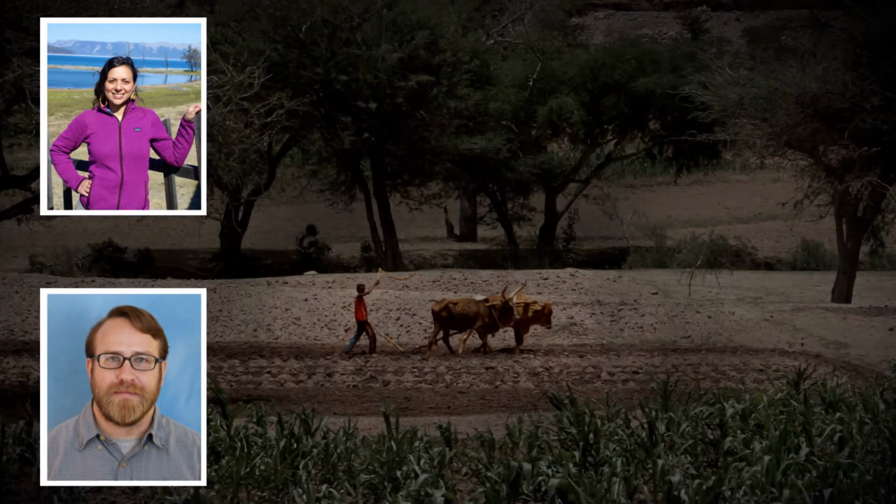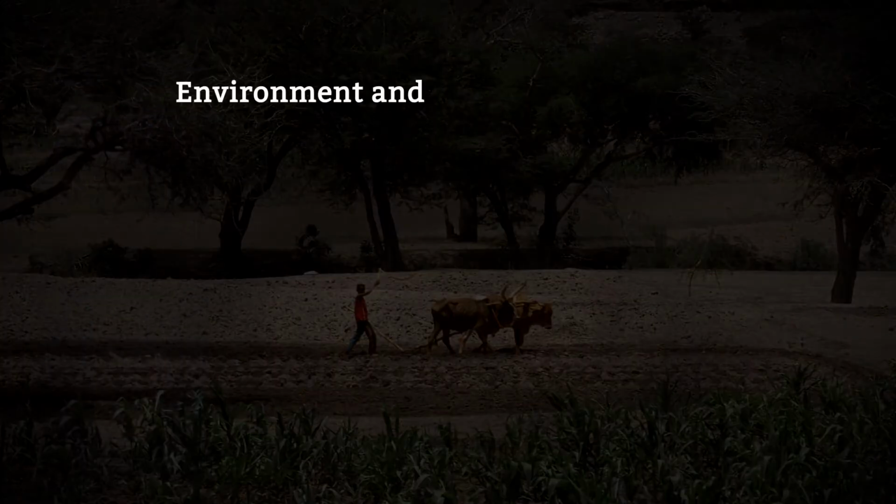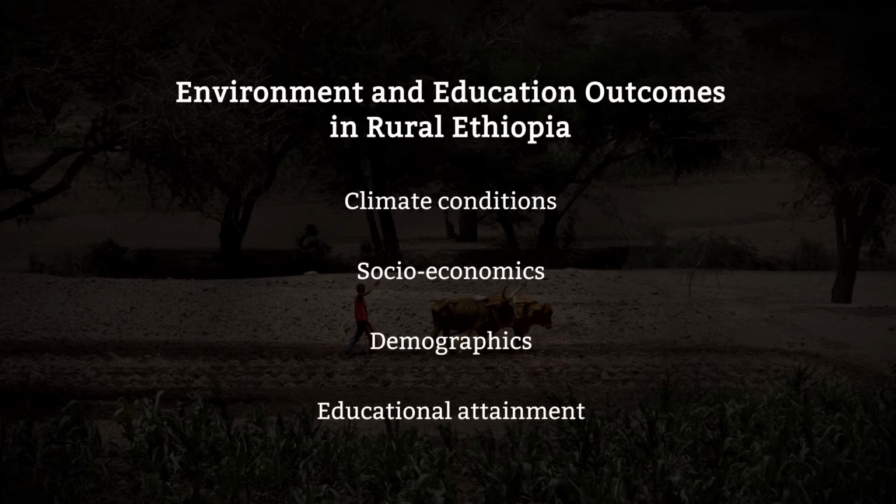Work by sociologist Dr. Heather Randell and geographer Dr. Clark Gray provides an example of an interdisciplinary synthesis project focused on communities in rural Ethiopia. They integrated data on climatic conditions with socioeconomic, demographic, and educational attainment data to explore factors influencing educational outcomes.